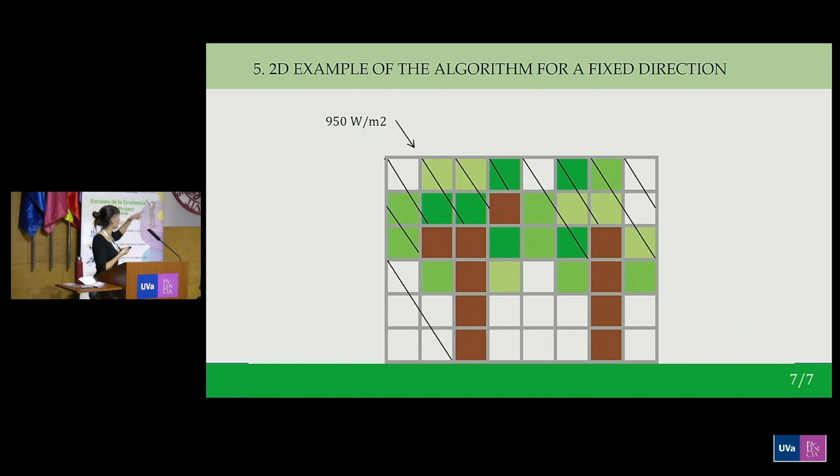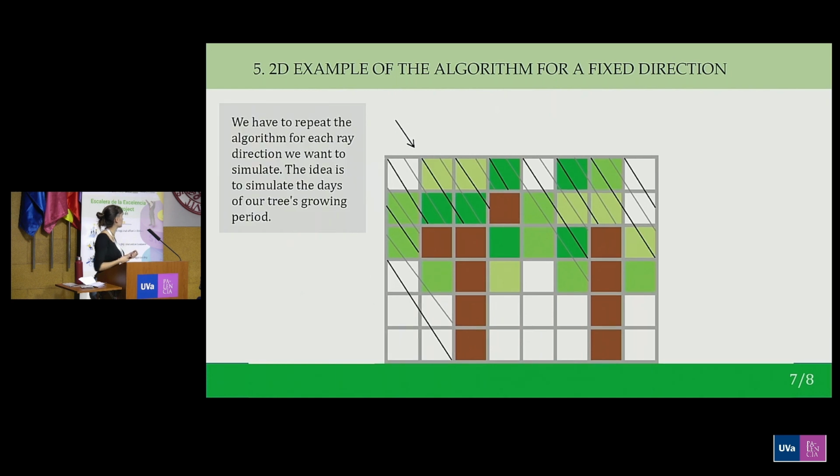We have to do the same for all the points on our voxel grid. And we can make the grid thinner, so we can get a better simulation of light. And the thing is that here we know how to do it for a fixed direction, but the direction of the sunlight varies along the day. So the idea is to simulate several directions along the day, to simulate a day, and then simulate the days of our tree growing period. So we will know if this tree has gotten more light than this one.